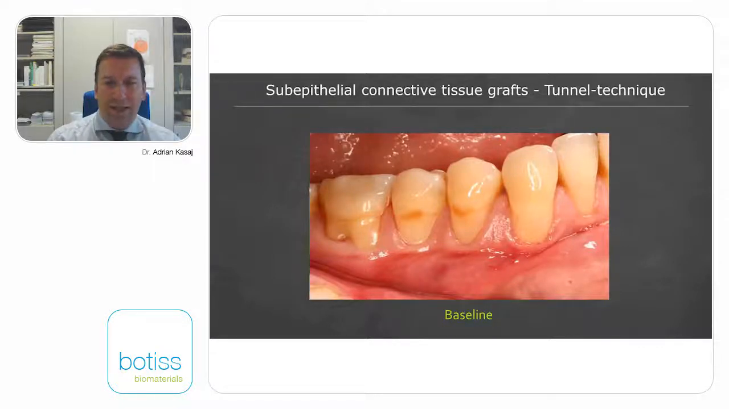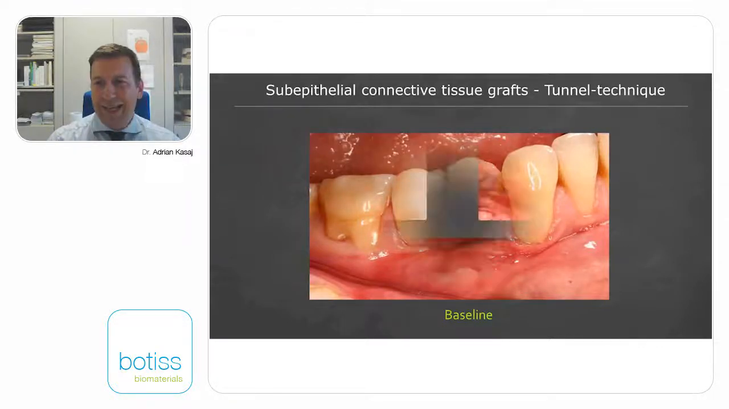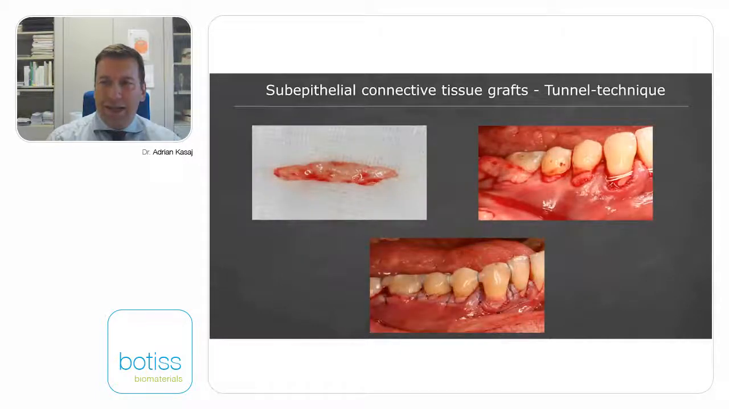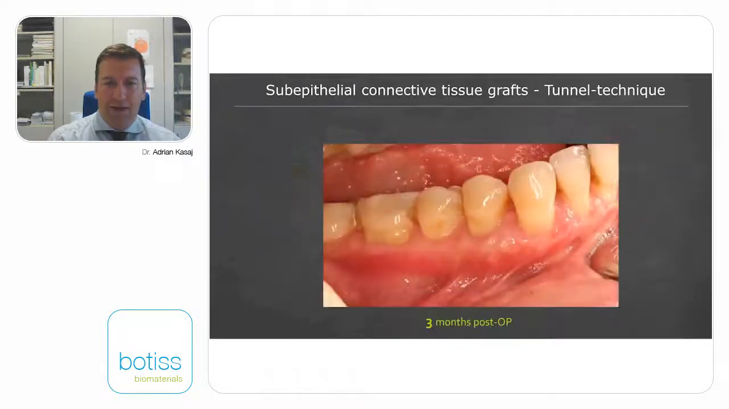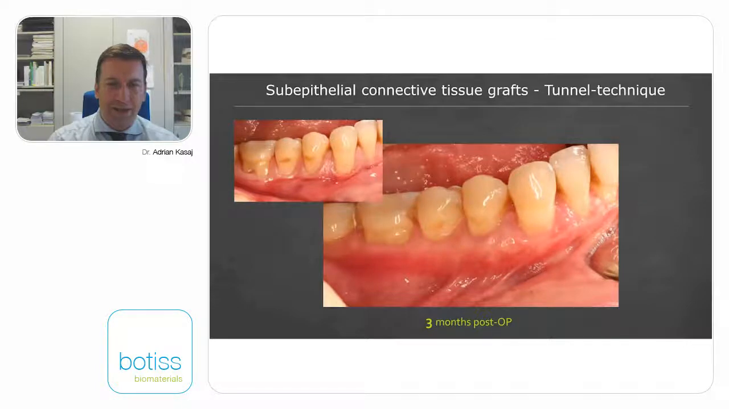You can see the preparation of the tunnel and mobilizing the interdental soft tissue, harvesting of the subepithelial connective tissue graft, insertion into the tunnel, and the coronal positioning of the whole complex. Here you see the clinical outcome 3 months post-operative in comparison to the baseline situation.